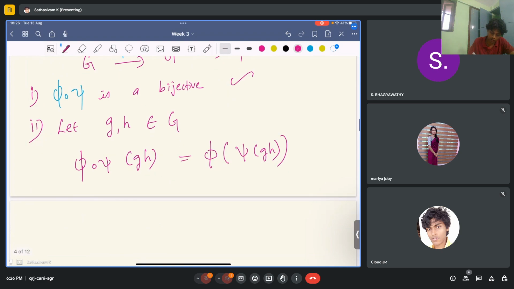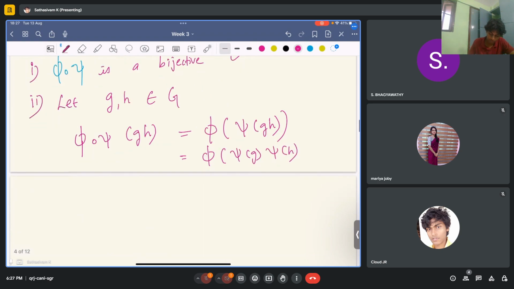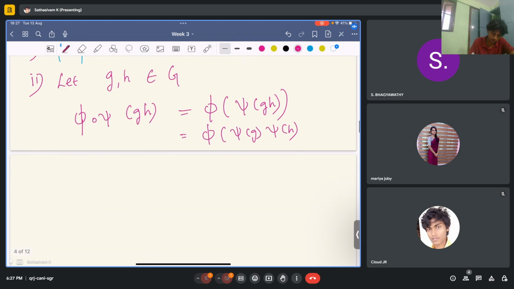Now see, psi is an isomorphism, so let's first use this. What you get is phi of psi of g times psi of h. Now we will split here. Phi is a homomorphism. Sorry, phi is an isomorphism. And you see this is one element, this is one element.